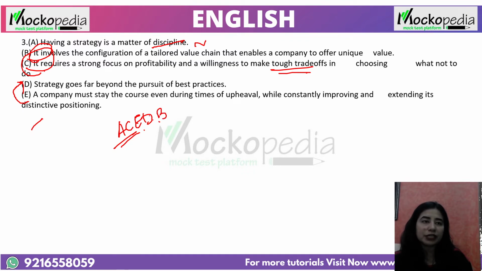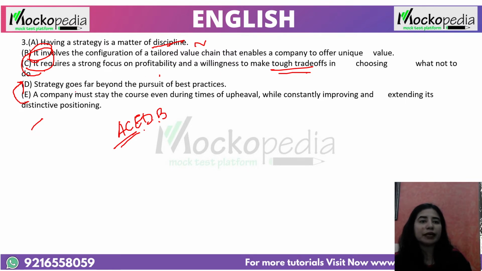Right, so I hope it is clear to everybody. A straight question is a broader statement you need to identify. So ACDB would be the correct combination. Right, so we can read it to make us understand that whether the combination is right. Having a strategy is a matter of discipline. It requires a strong focus on profitability. We consider discipline and tough trade-offs, and a willingness to make tough trade-offs in choosing what not to do.